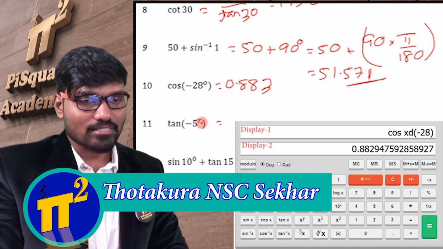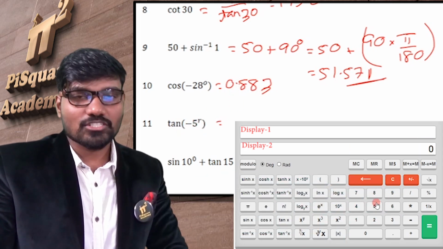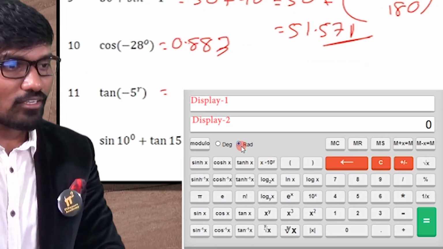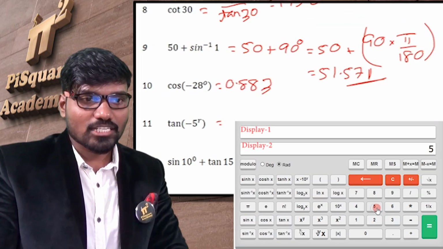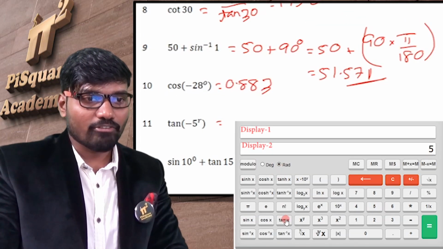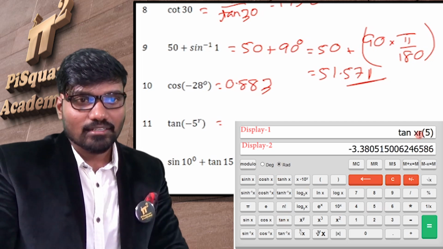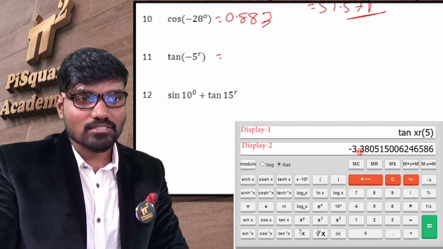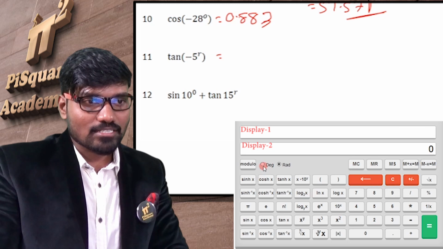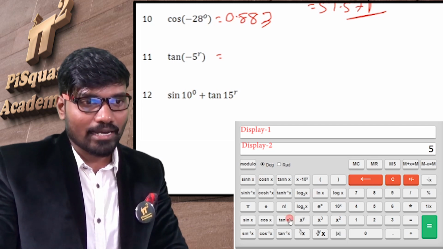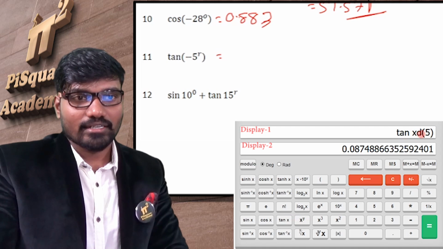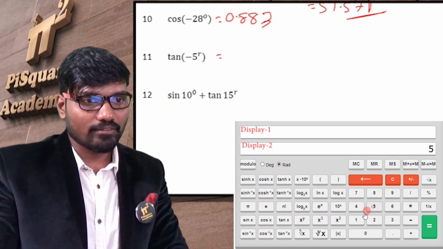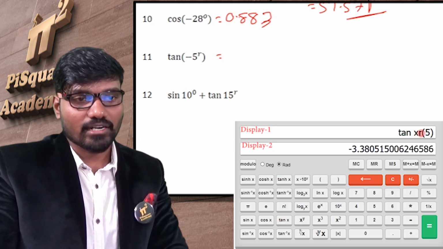Tan minus 5 in radians. Convert radians into degrees, or else I can directly change the mode from degrees to radians. So now I'll enter the value 5. This 5 is now in radians. Now if I take this tan, see here, x is in radians. So tan 5 in radians is minus 3.38. Now if you keep it in degrees, 5, if I apply tan, x is in degrees. Degrees is given here. D means degrees. R stands for radians.